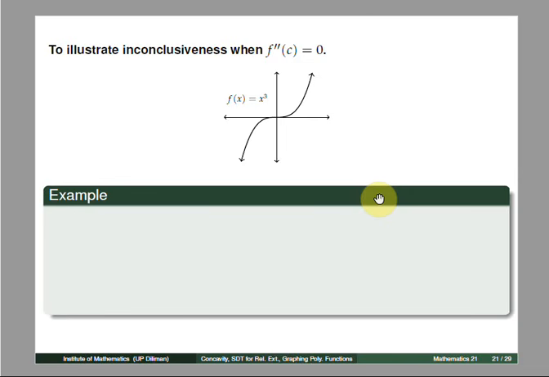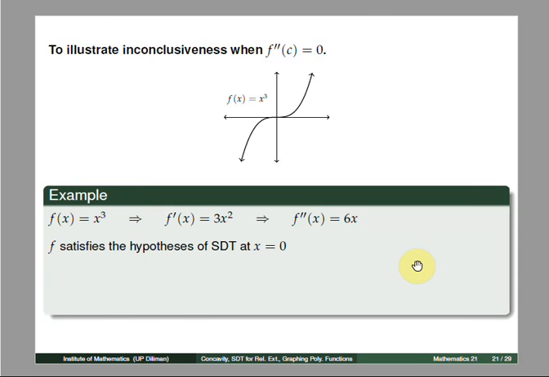Our first example is f of x equals x cubed. For this, f prime of x is 3x squared, f double prime of x equals 6x. Note that f satisfies the hypothesis of the second derivative test at x equals 0 because f prime of 0 equals 0. Now computing for f double prime of 0, we get f double prime of 0 is equal to 0.